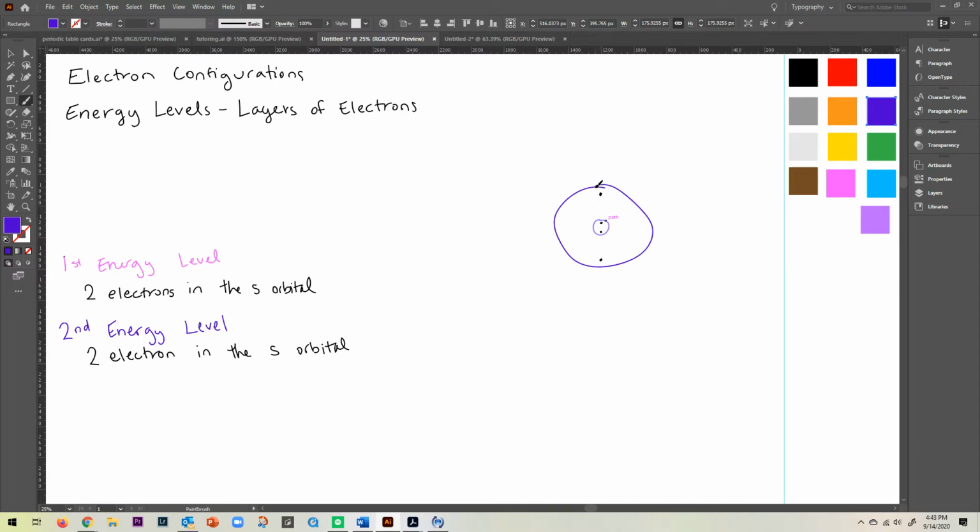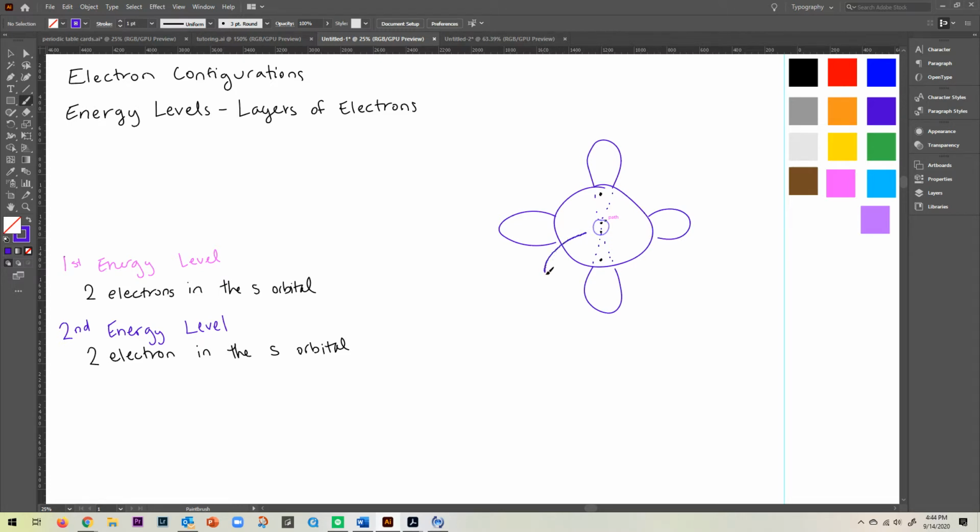Just for the sake of us not completely getting confused, let's draw them bigger, because otherwise there's no way to show it going inside there. That's what those dotted lines are. So we have 3 p orbitals. We always have 3 p orbitals, right? Here's the one coming in through here, and it goes back here. So here are the 3 p orbitals in our second energy level, right?